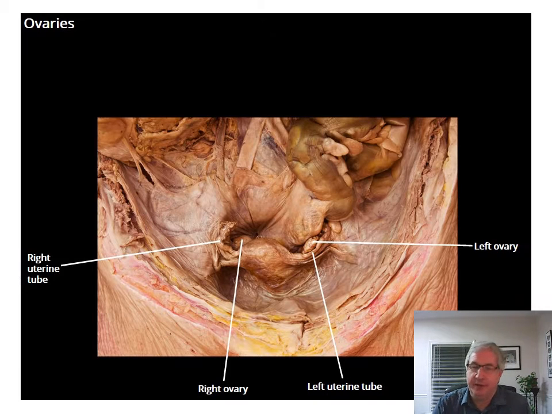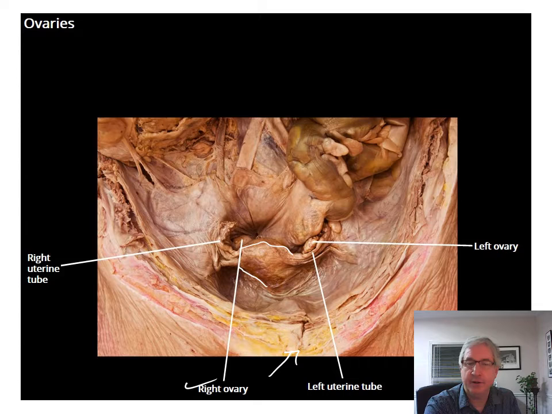This is the ovaries, and so we have the right ovary way down. We're looking directly down into the pelvic cavity here. So the pubic symphysis would be here. And this is the uterus here.